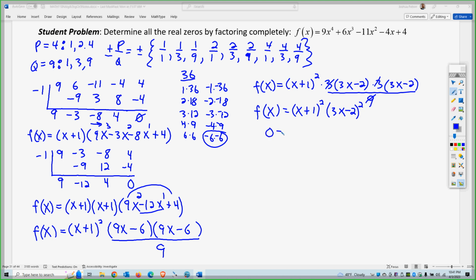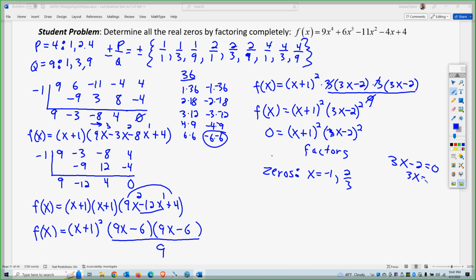So if I set it equal to 0, I can get the zeros, right? So these are the factors, which have multiplicity. So the zeros are x equals -1 and 2/3. Because 3x minus 2, if you solve it, you get 3x equals 2, or x equals 2/3.